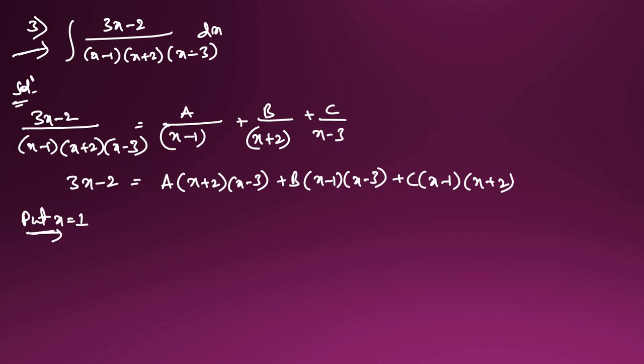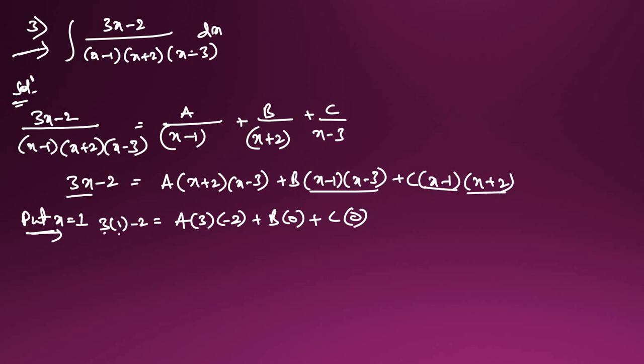If we put x is equal to 1, it will become 3 into 1 minus 2 is equal to a into (3)(minus 1 minus 2), plus b into 0, plus c into 0, so total 0. So 3 minus 2 is 1, and 3 times minus 2 is minus 6, so a is equal to minus 1 by 6 will come.